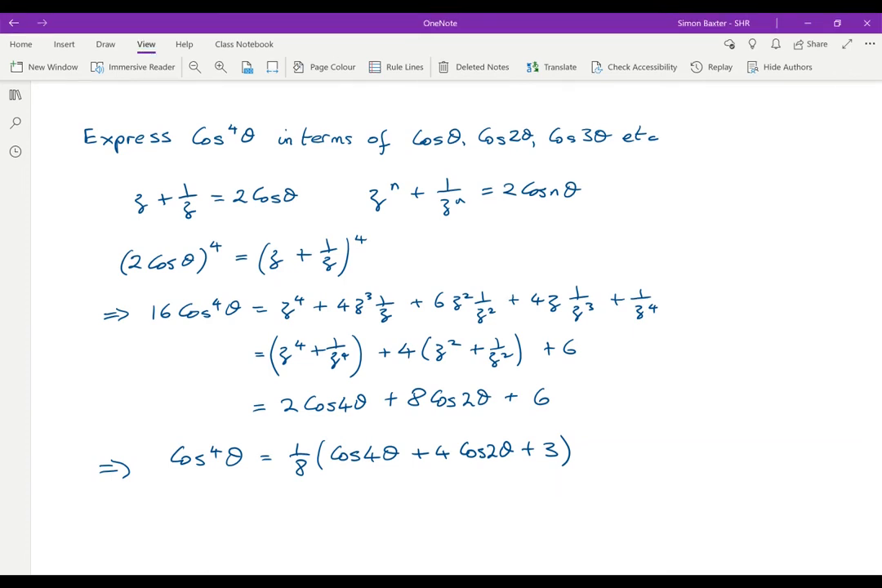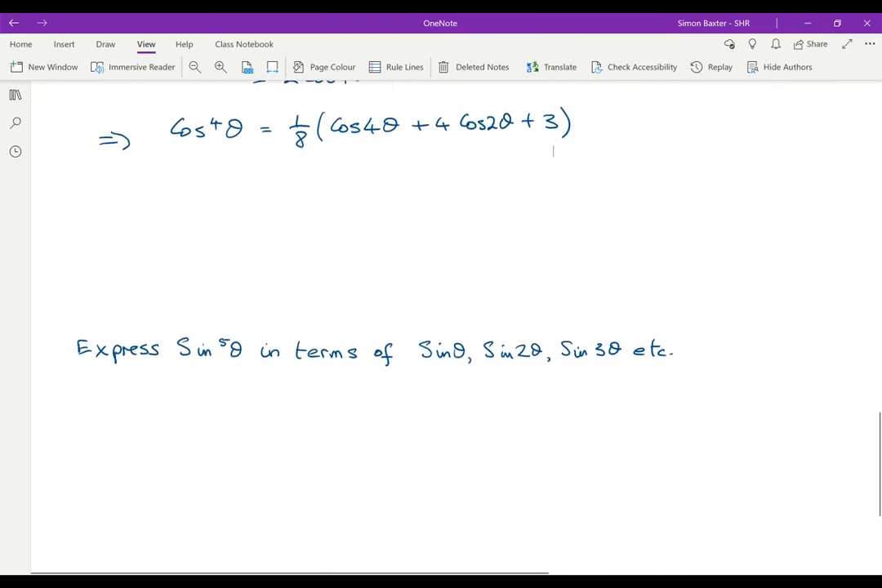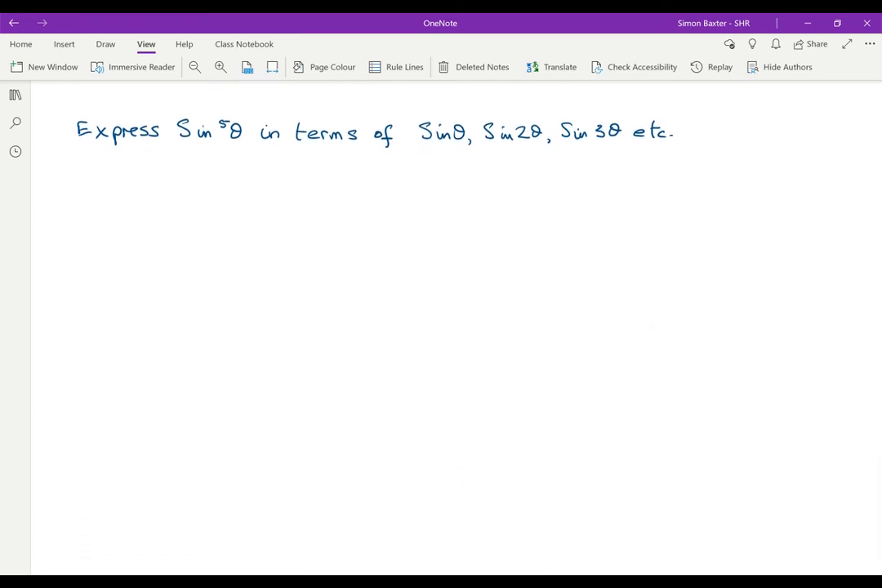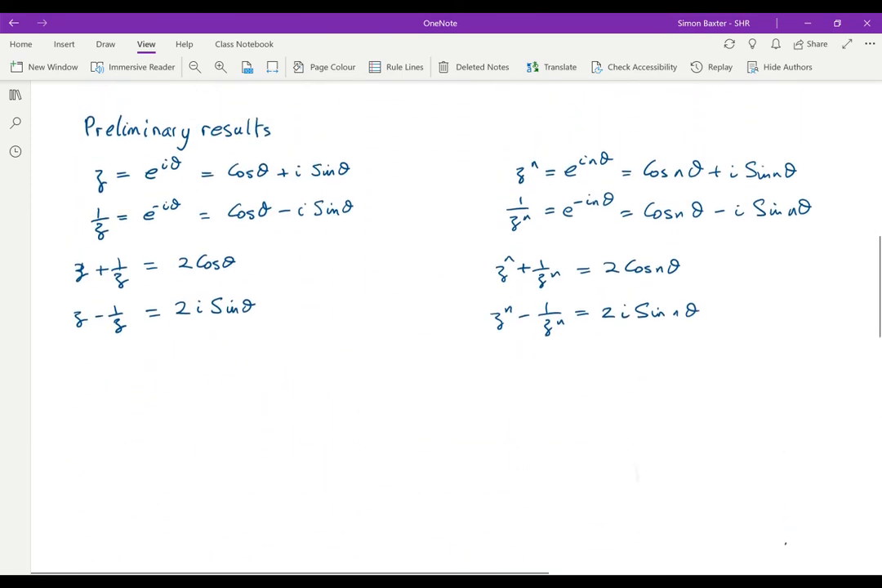There is a small difference when we look at sine to the power 5. In this case, the preliminary results that we're going to require from above are z minus 1 over z is 2i sine theta, and also that z to the n minus 1 over z to the n is 2i sine n theta. Those are the results that we proved right back up here.